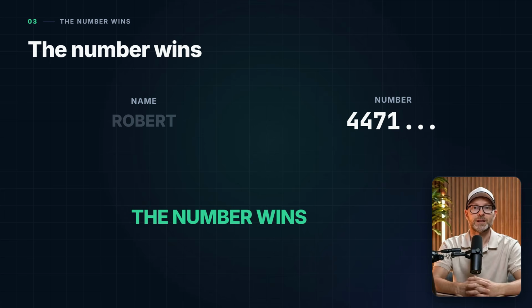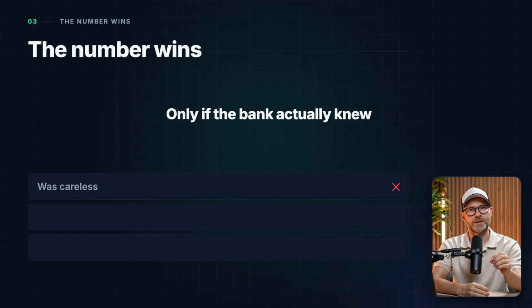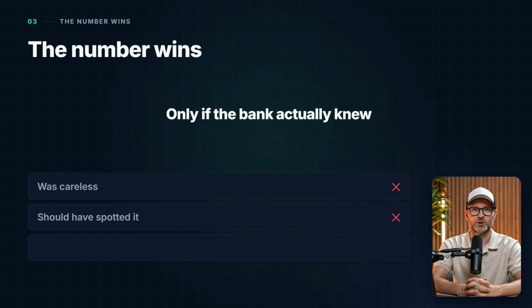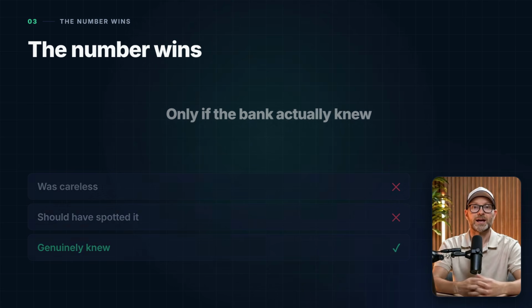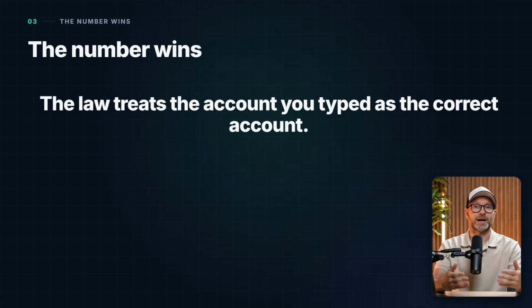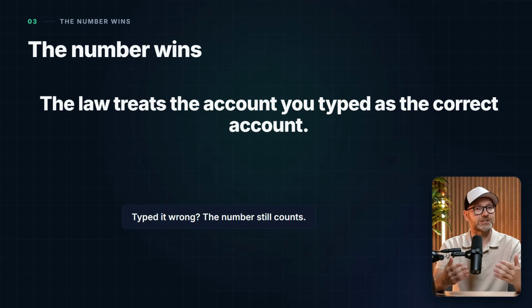There is one narrow exception. If the bank actually knows the name and the number belong to different people, it cannot hide behind the number. But actual knowledge is a very high bar. Careless is not enough. It is not what the bank should have spotted. It is what the bank genuinely knew. A federal appeals court held to that standard again in a business email scam case. In late 2025, the Supreme Court declined to look at it. So when your bank says it cannot reverse the transfer, it is not fobbing you off. The law treats the account you typed as the correct account.